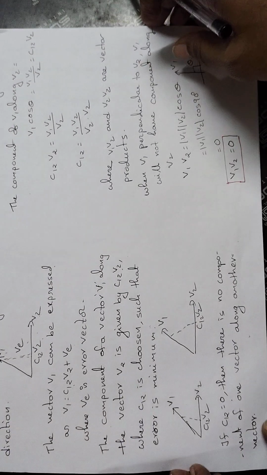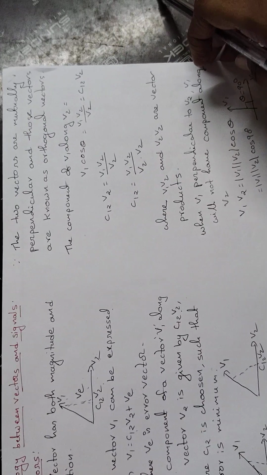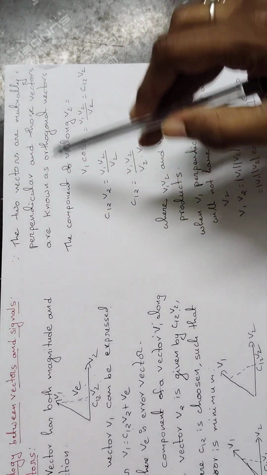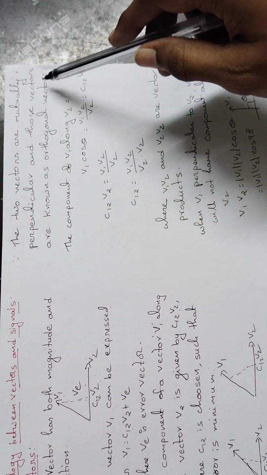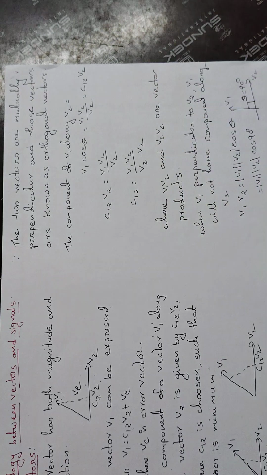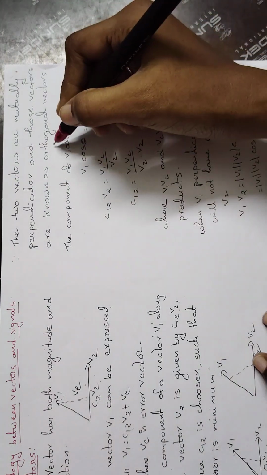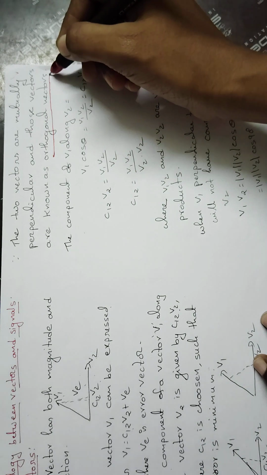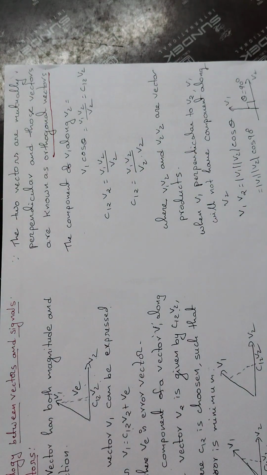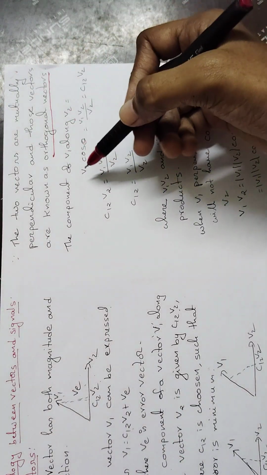So if you put that component value as 0, the two vectors are mutually perpendicular, and those vectors we call orthogonal vectors. When the component value c12 is equal to 0, we call them orthogonal vectors.